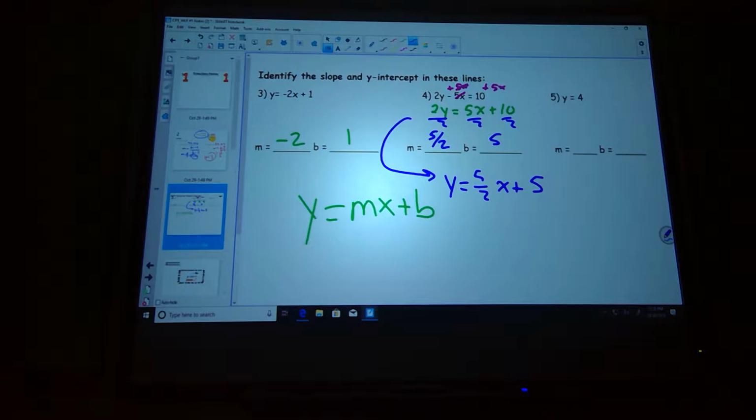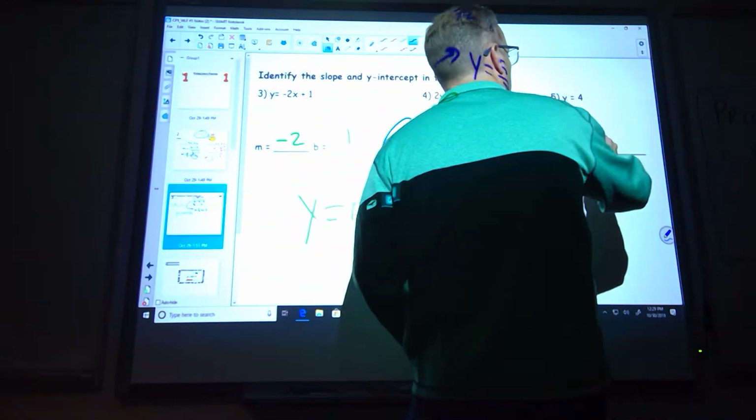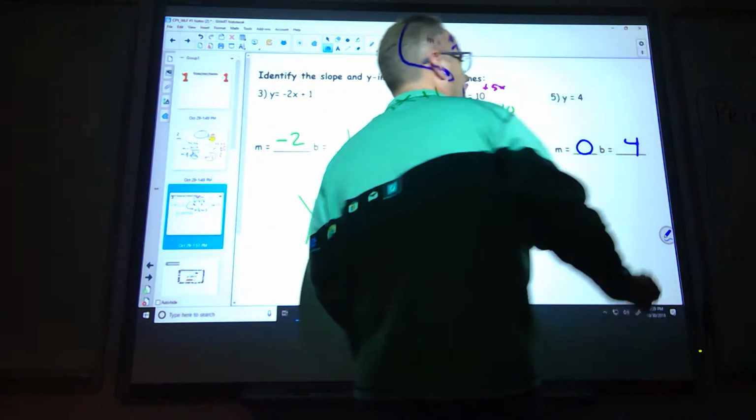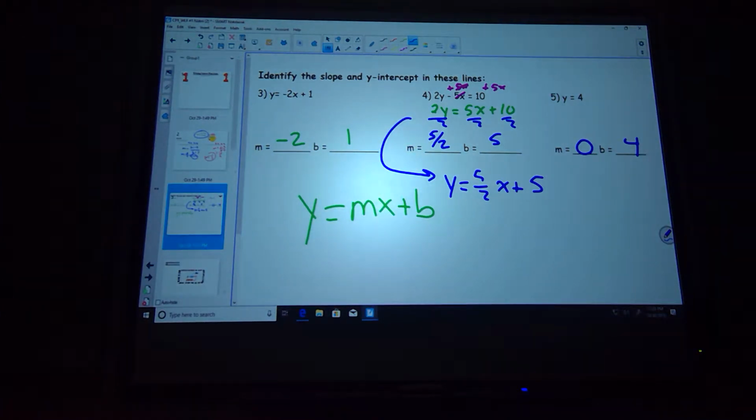Y equals 4. That's one of our special cases. Is that horizontal or vertical? It's horizontal. Horizontal lines have what for a slope? 0. So I have a 0 slope, and I have a y-intercept of 4. Done. Okay. Seem okay so far? May I move on? We good to go?